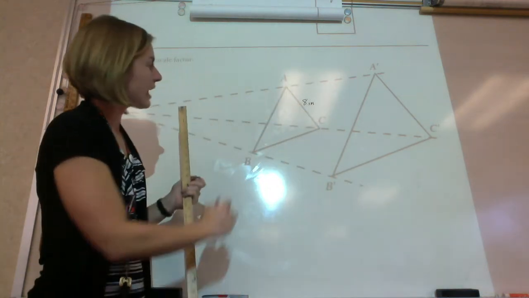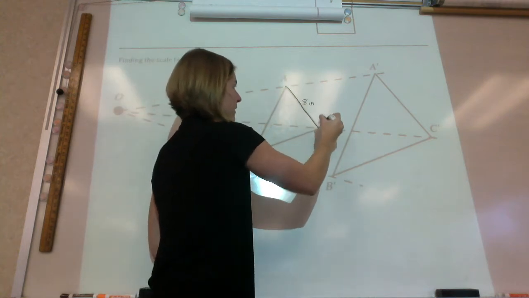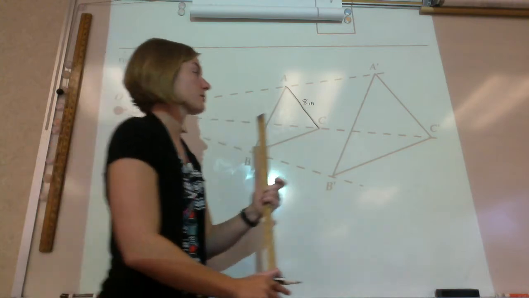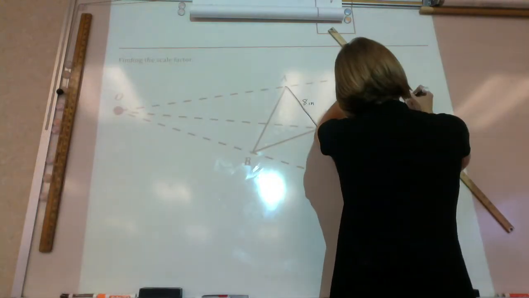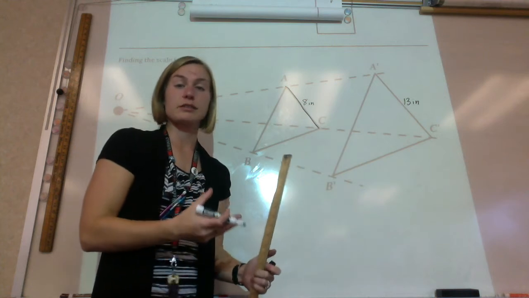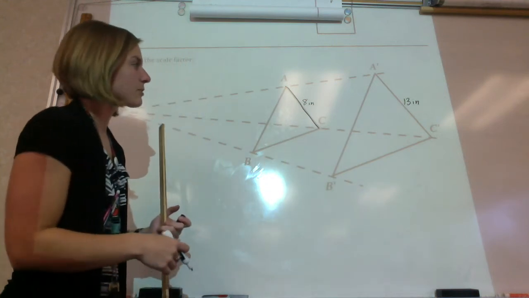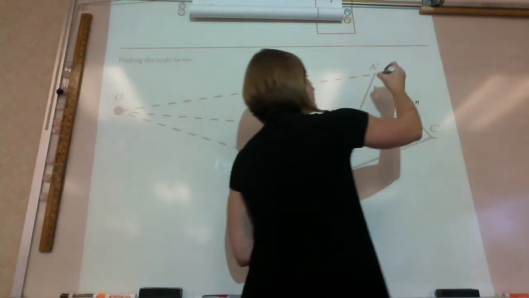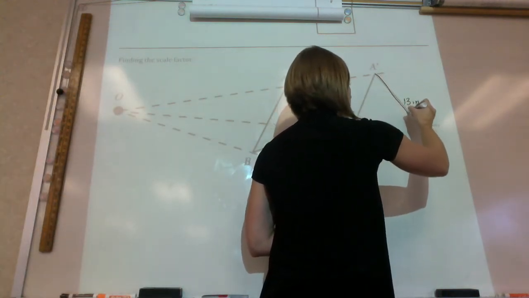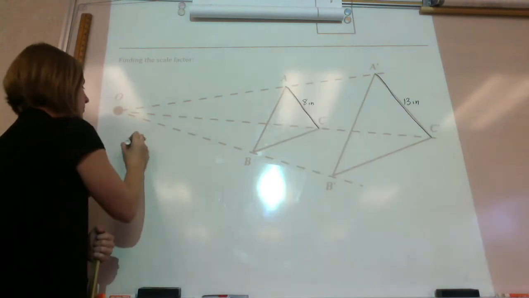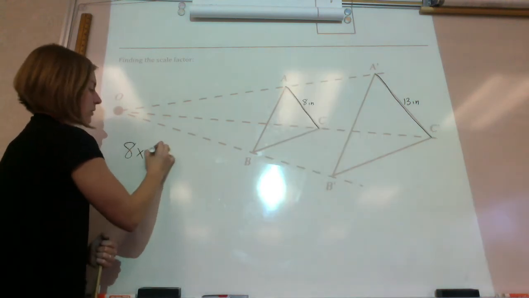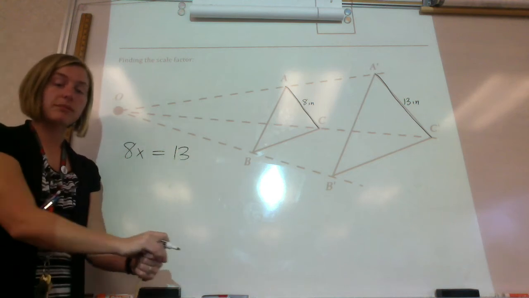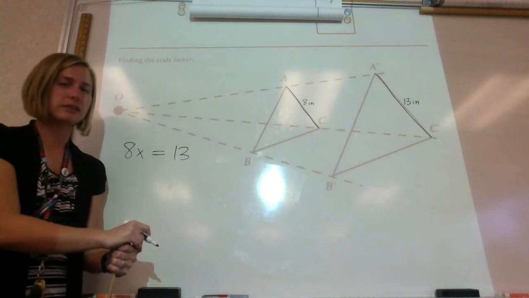Okay, so I just measured AC, and I got that it's 8 inches. So now let's see what A prime, C prime is. And I got that it's 13 inches. So in this case, it's probably going to be some sort of nasty decimal or fraction that's going to end up being our scale factor. We need to figure out what you can multiply by 8 in order to turn it into 13. And you might be searching for some magical number, but it's actually really simple.